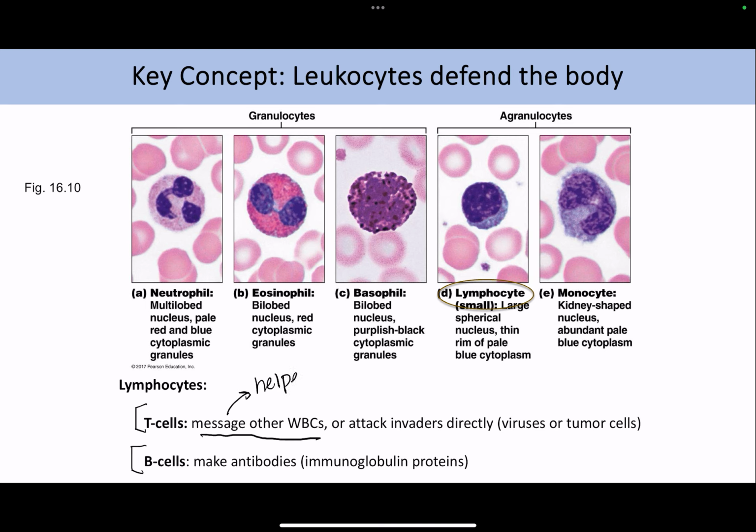And we'll talk more about them and how they work when we get to the immune system. And then other T cells can attack invaders directly, like viruses or tumor cells. Could be fungi, could be transplants. But these guys are called cytotoxic T cells.